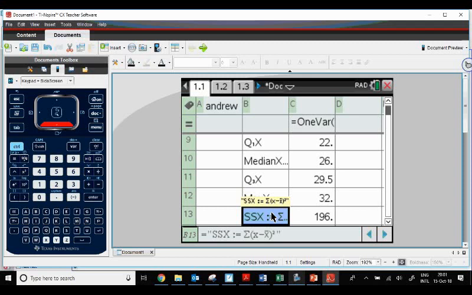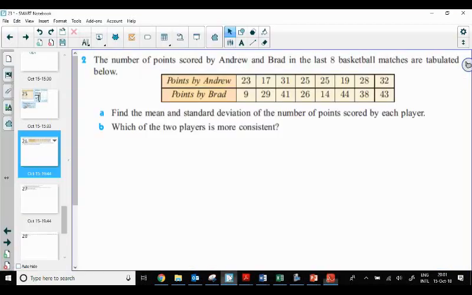Anyway, the average is 25.5. The standard deviation is 4.95. The problem was then going to ask which of the 2 players is more consistent. So if I did the same thing for Brad, and I found out that he had a larger standard deviation, then I would say Andrew's more consistent because his data points on average were closer to the mean. If I found out that Brad has a smaller standard deviation, then Brad is more consistent.